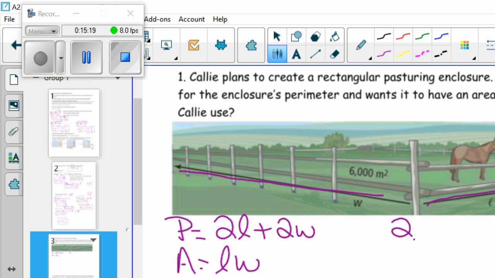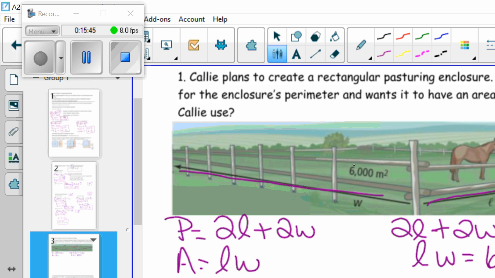So 2L plus 2W is equal to 340. The area, they told me 6,000 square meters is what we want. So then length times width is equal to 6,000. So now my problem is I have 2 equations and I have 2 variables, L and W. I need to only have 1 variable.